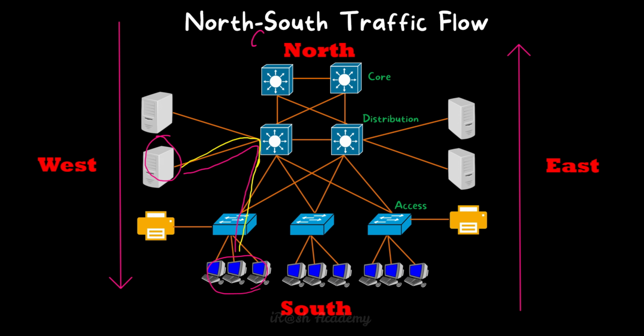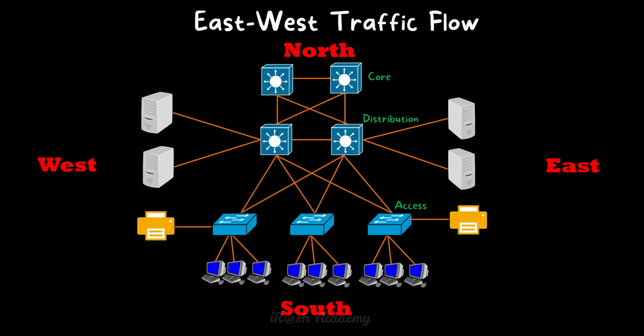Moreover, we know there is an internet cloud from the service provider which is connected to the core layer. So what if this PC wants to access the internet? This PC wants to access something from the internet. Then this PC sends the traffic from the access layer through the distribution layer, through the core layer, to the internet. And the internet sends the response from the service provider through the core layer, through the distribution layer, through the access layer back to the PC. So this traffic is also considered as flowing from south to north and from north to south. So this is the concept of north-south traffic flow.